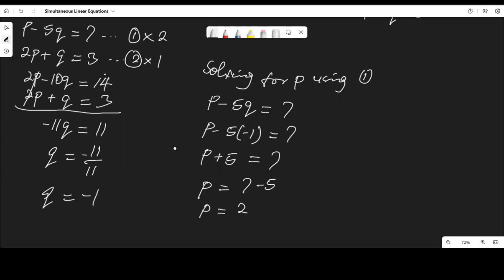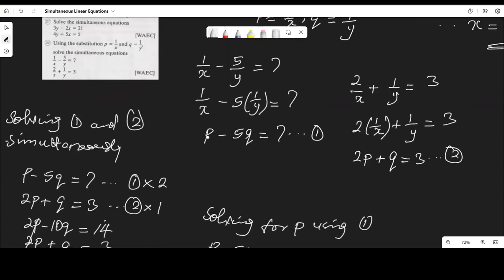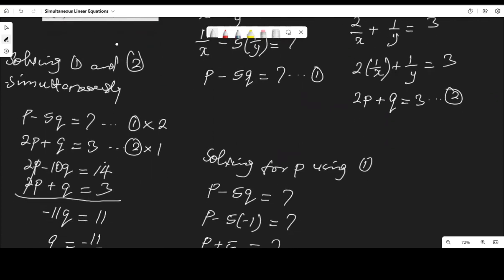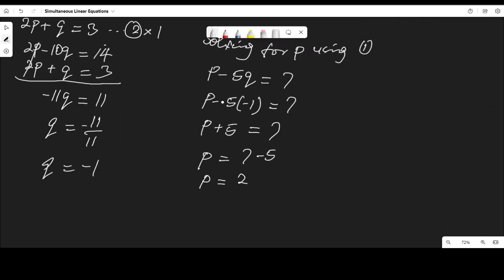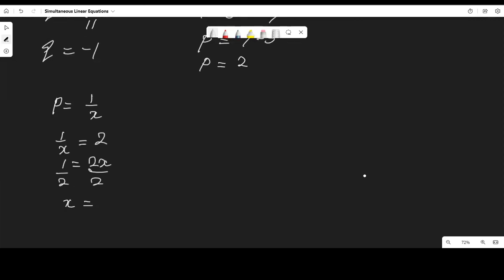So p is 2. However, the question wants us to solve for the values of x and y, not p and q. So we'll go back to the relationship which says p is equal to 1 over x. Now what is p? p is 2. This implies 1 over x is equal to 2. Cross multiply: 1 is equal to 2x. Dividing both sides by 2, the 2 will cancel, therefore x is 1 over 2.